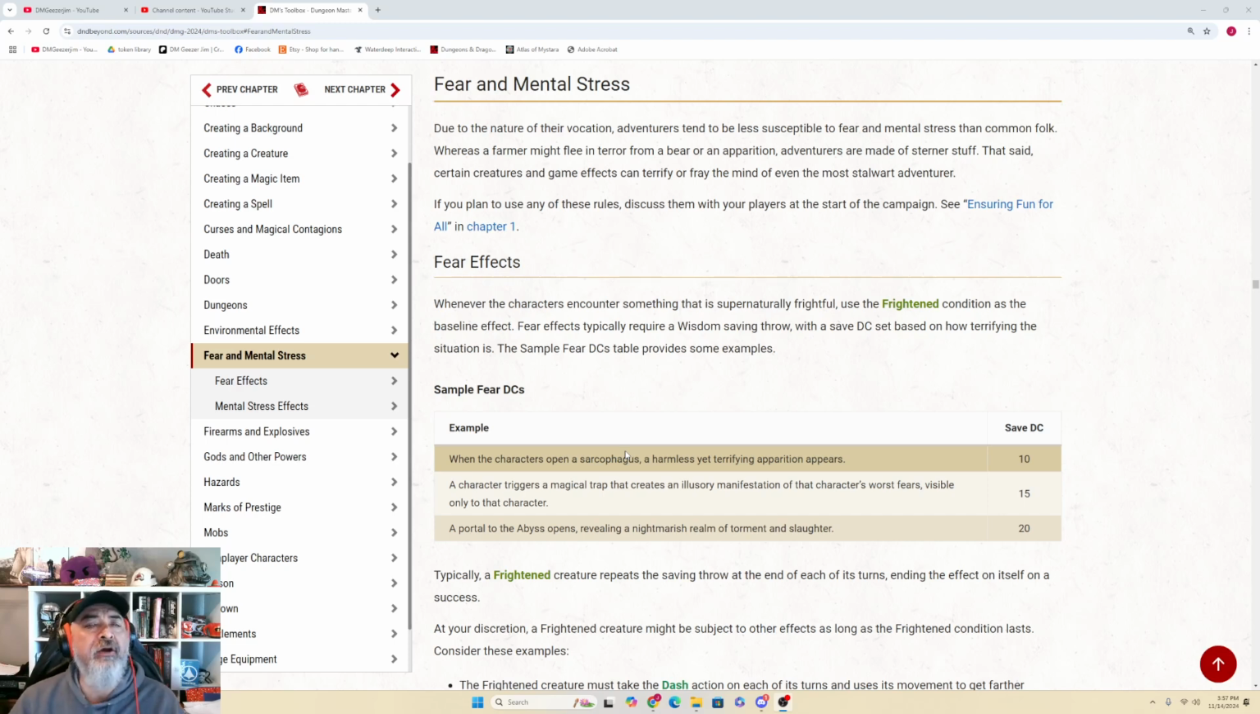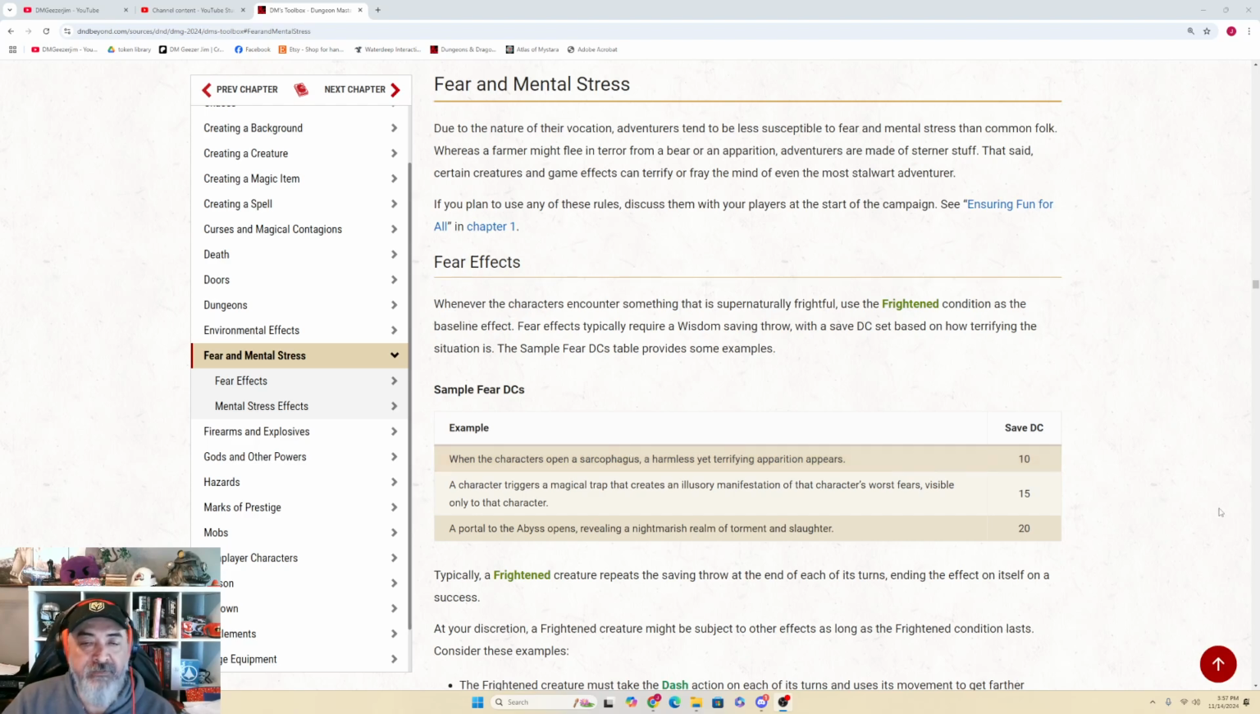So let's read here. The next section is fear and mental stress. Due to the nature of their vocation, adventurers tend to be less susceptible to fear and mental stress than common folk. Whereas a farmer might flee in terror from a bear or an apparition, adventurers are made of sterner stuff. That said, certain creatures and game effects can terrify or fray the mind of even the most stalwart adventurer. If you plan to use any of these rules, discuss them with your players at the start of the campaign. See Ensuring Fun for All in Chapter 1.